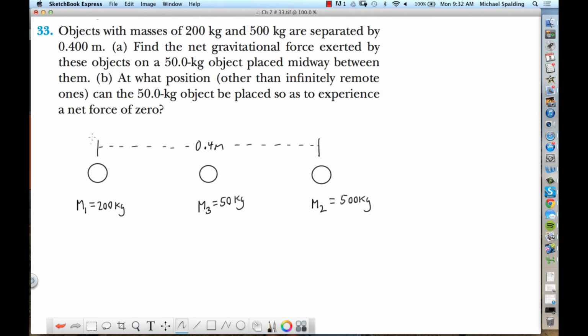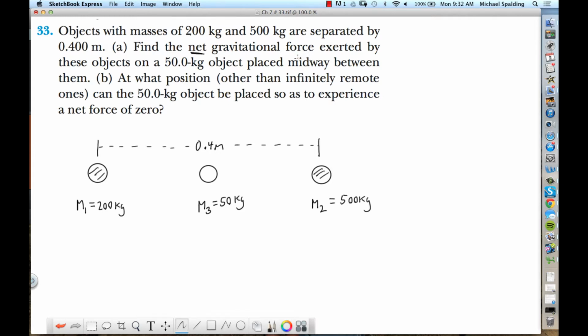Okay, 33. We have two objects, a 200 kilogram object and a 500 kilogram object, separated by 0.4 meters. So I'm going to say M1 is this guy. Here's M1, 200 kilograms. And then over here we have mass 2, 500 kilograms, separated by a distance of 0.4 meters. Okay, the units are all good, kilograms, meters, we don't have to convert anything. And then what they say for part A, find the net, just meaning total, gravitational force.